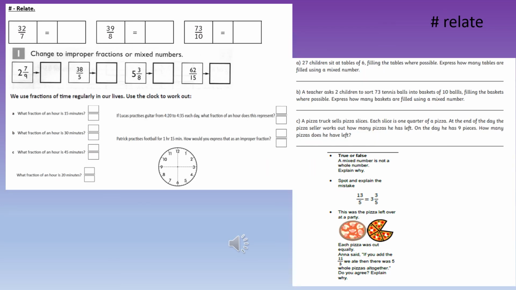If you're working at Relate, you need to have a look and see what is written. If a mixed number is written, then you need to convert it into an improper fraction. If an improper fraction is written, then you need to convert that into a mixed number. And then work through the rest of the problems.